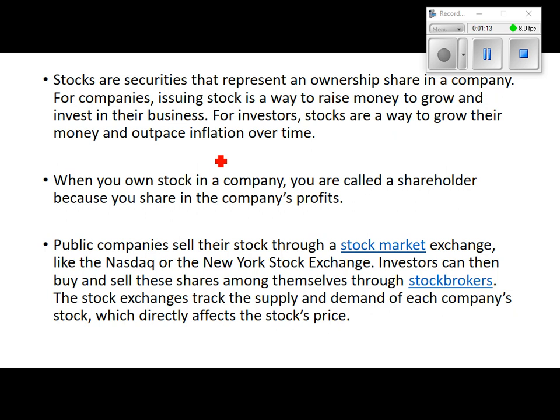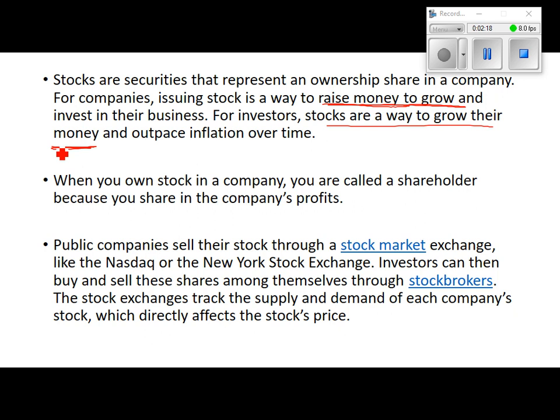Stocks are securities that represent an ownership or share in a company. The companies issue stock as a way to raise money to grow and invest in their business. So maybe a company wants to start up a new section to their business, so they sell stock and people buy the stock, and that money goes towards building or going into a new area or whatever it happens to be. Or maybe they're planning on doing some kind of research to better their business, and so they use that money to do that. For you, the investor, stocks are a way to grow your money and hopefully outpace inflation over time.